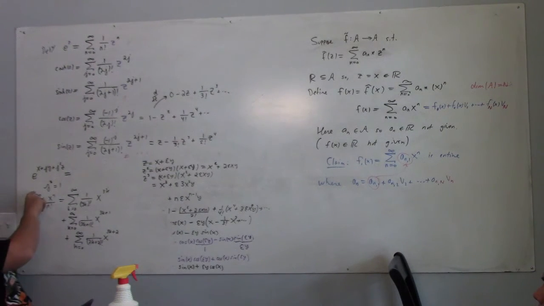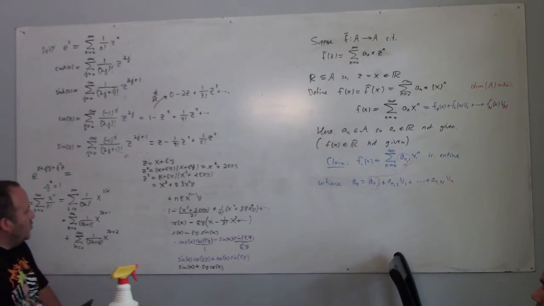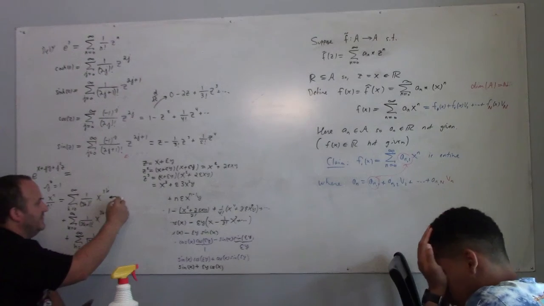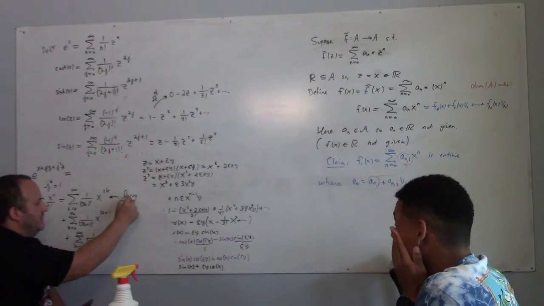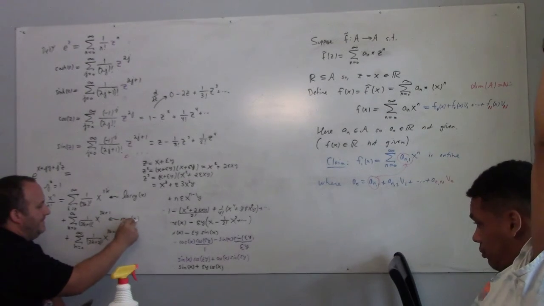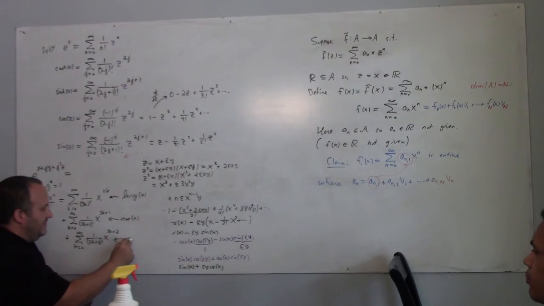So this is just rewriting the exponential as the sum of these three functions. And so we call this one Larry. This is Mo, and this is Curly.